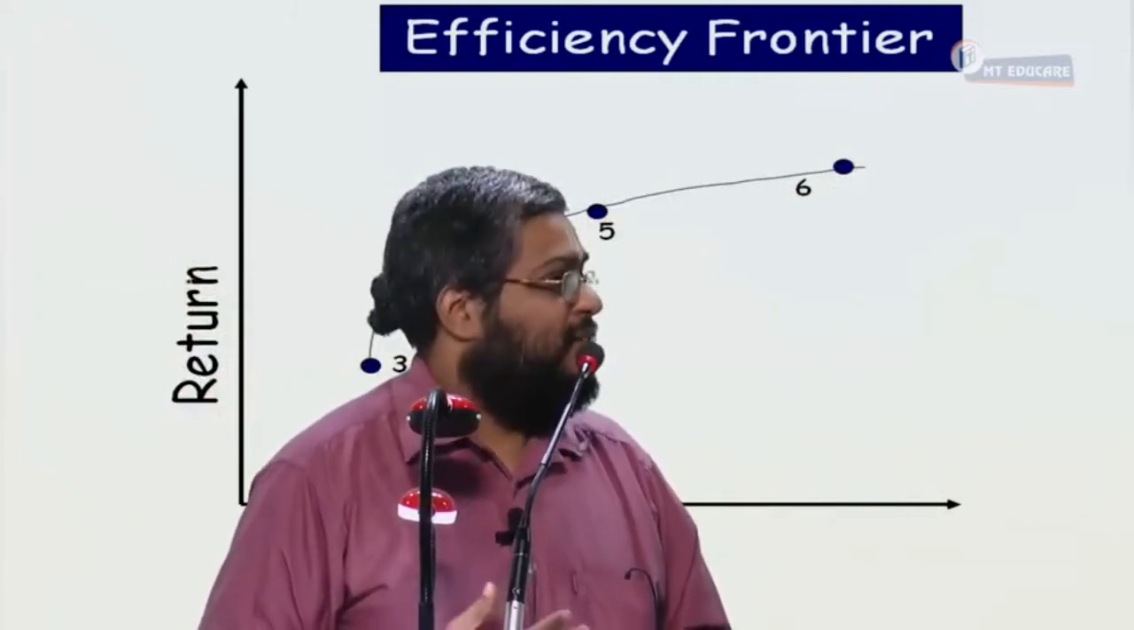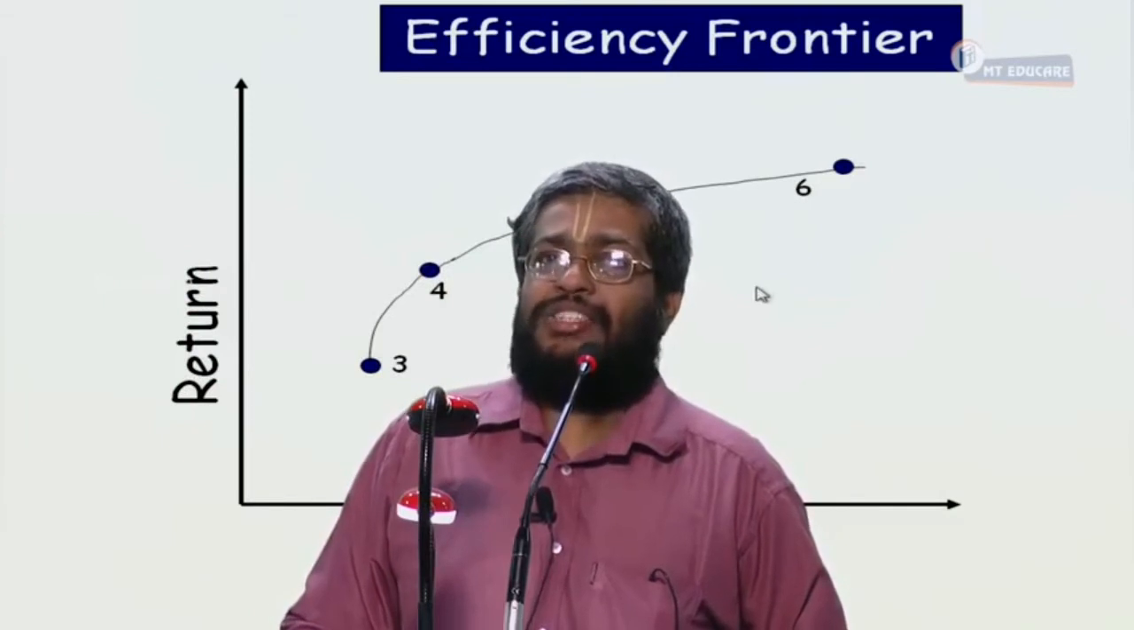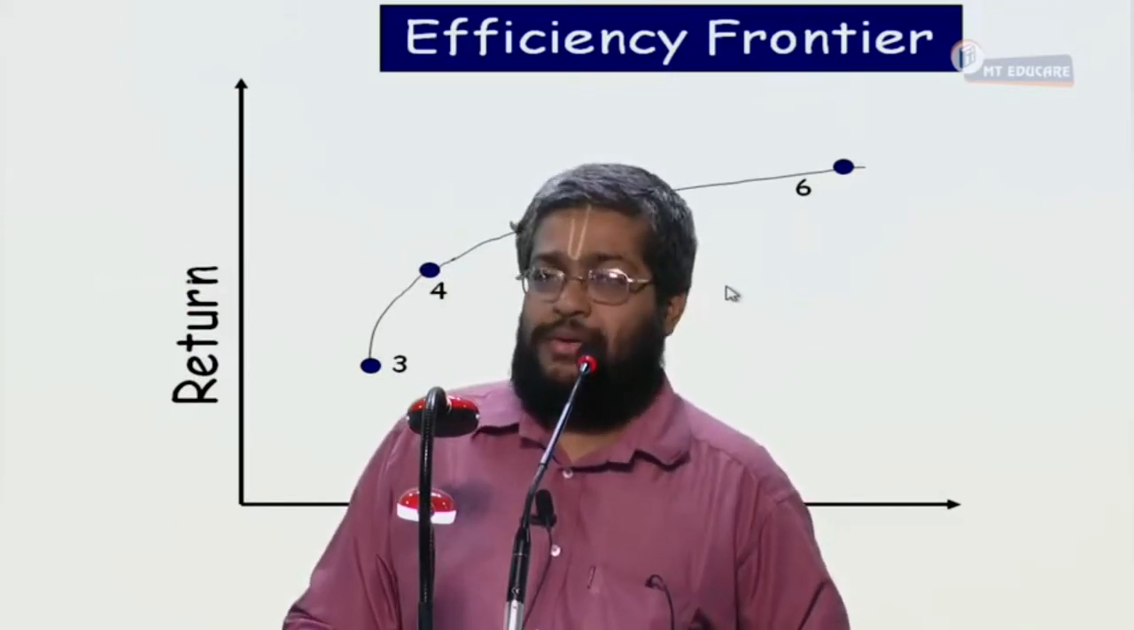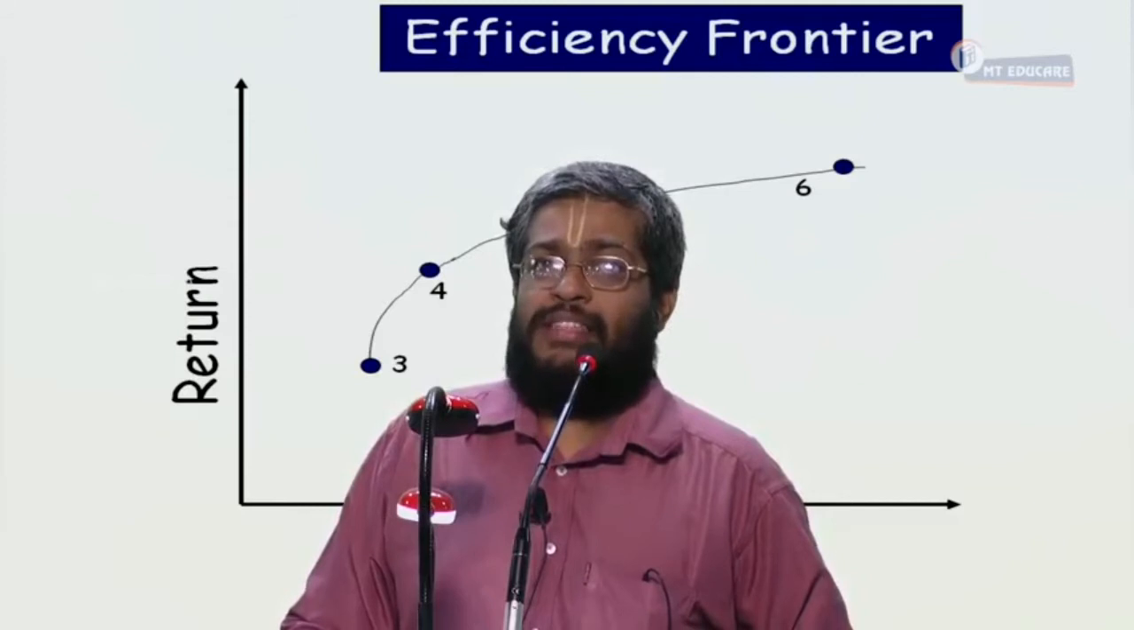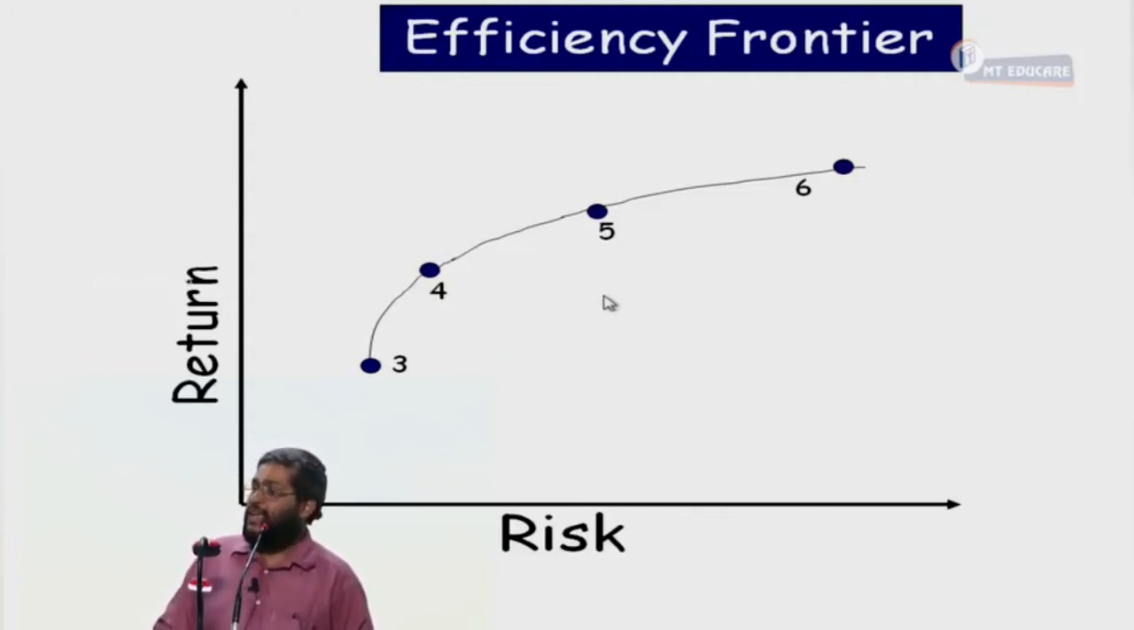Are you following? Yes, now, very simple. Suppose in a stock exchange there is a share Z, a security called Security Z. And look at this point. For this risk, it is giving a following return. This Z is inferior to 4 as well as 5. Because the 5 gives more return for the same risk. But the 4 gives the same return for a lower risk. That means the Z is inferior to 5 as well as 4.